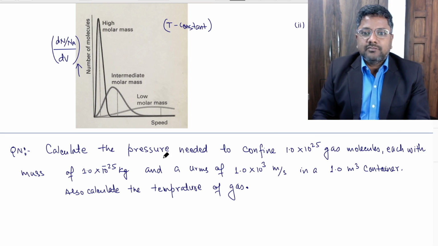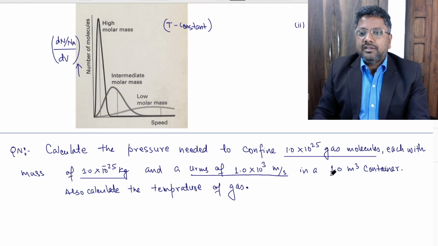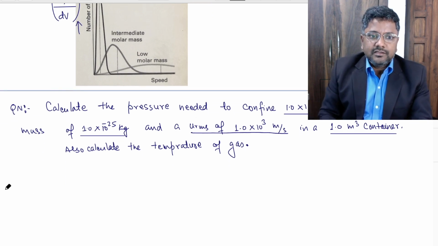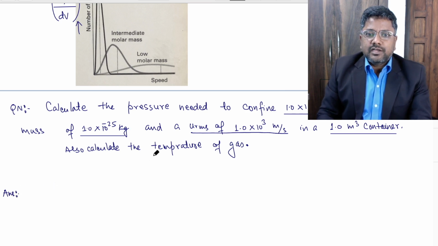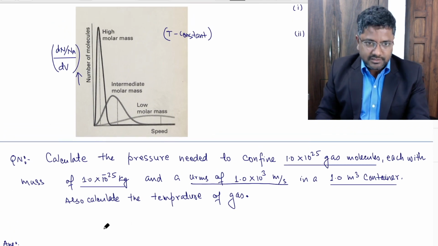So calculate the pressure needed to confine this number of gas molecules, each with mass of this many kilograms, and U RMS speed is given in meters per second, in a 1 meter cube container. Now see what formula we can use here, and also calculate the temperature. So first we have to calculate the pressure, after that the temperature.